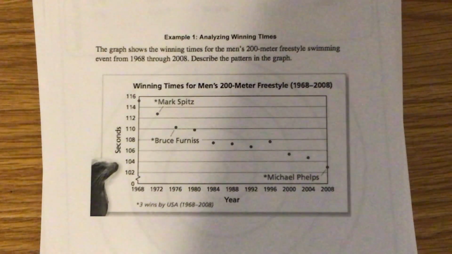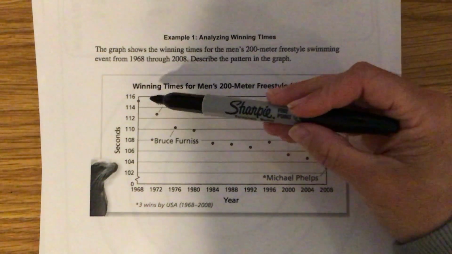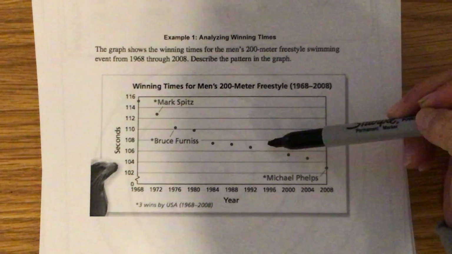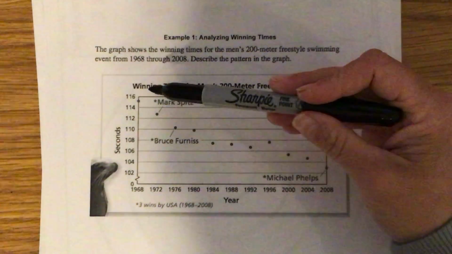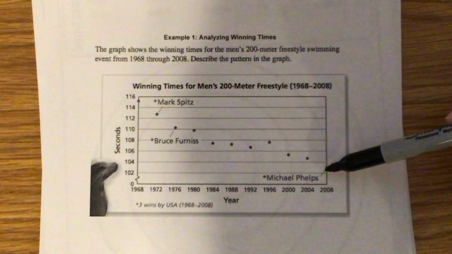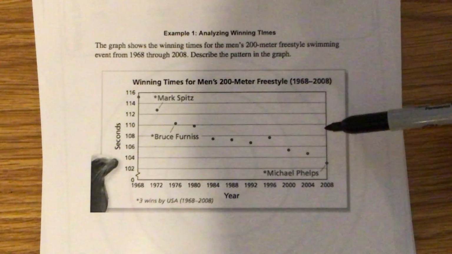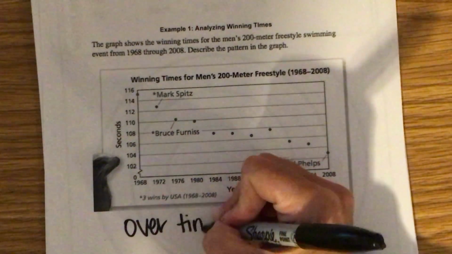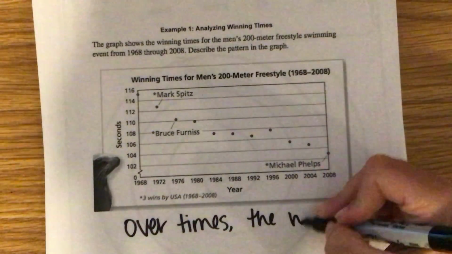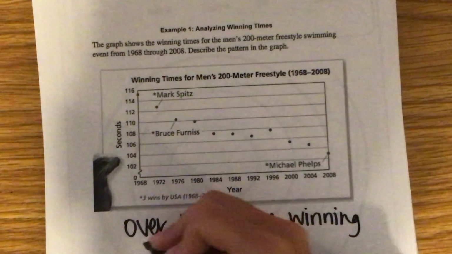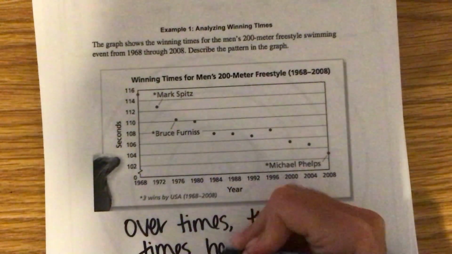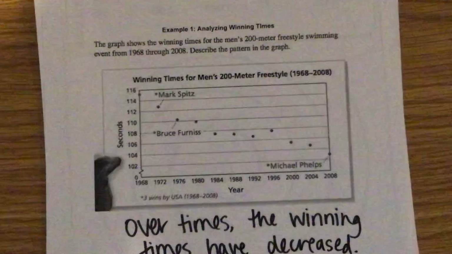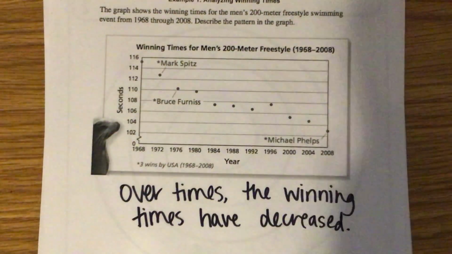So it says, describe the pattern in the graph. And I would say it really looks like not every single time does it go faster and less seconds. Because in 1996 it did go up, but for the most part, over time, the winning times have decreased. So the trend, you could say, is over time, the winning times have decreased. When you're describing a trend or a pattern, you just say something kind of in general.